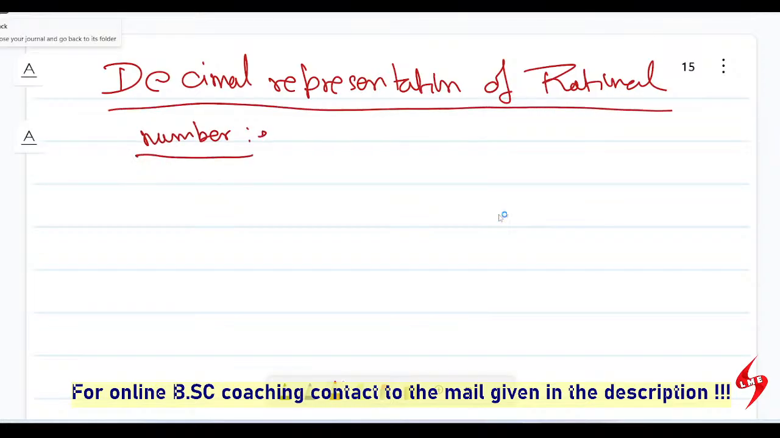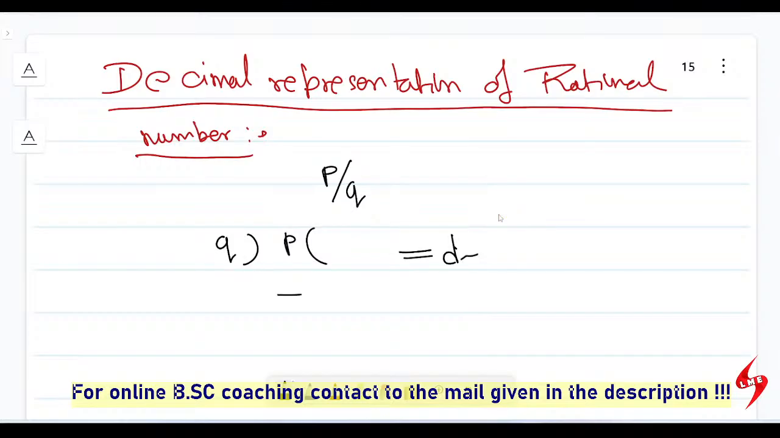So if I have a rational number like p by q, then if we divide p by q, I get a decimal expression.